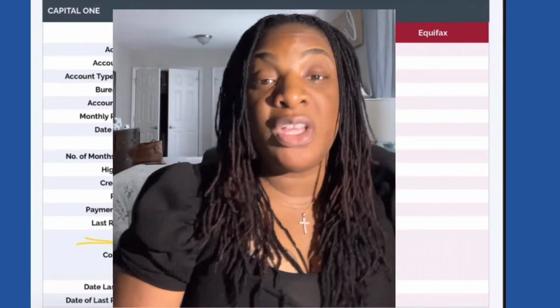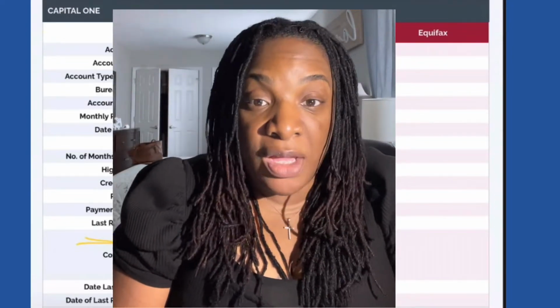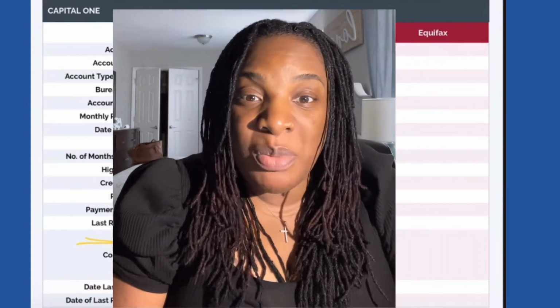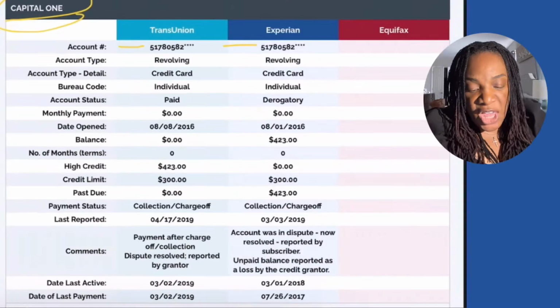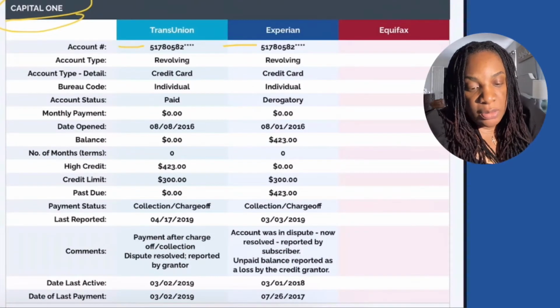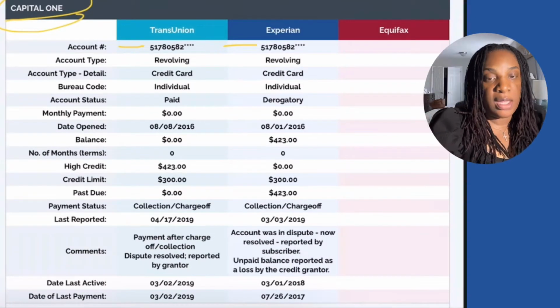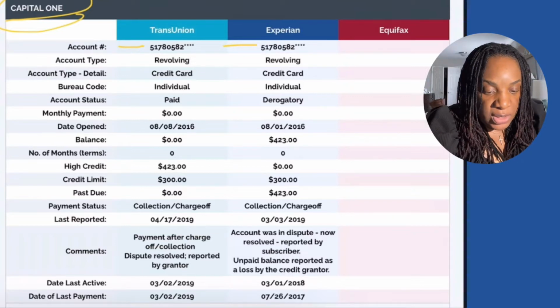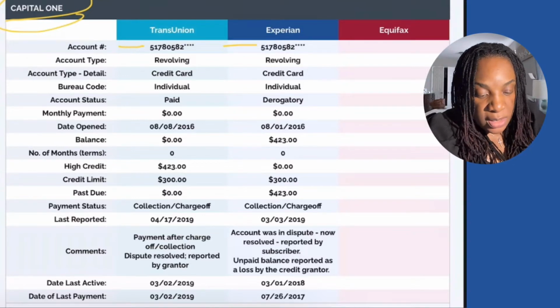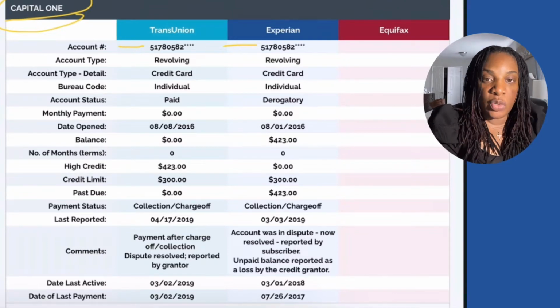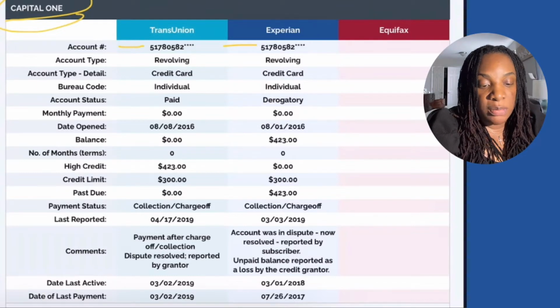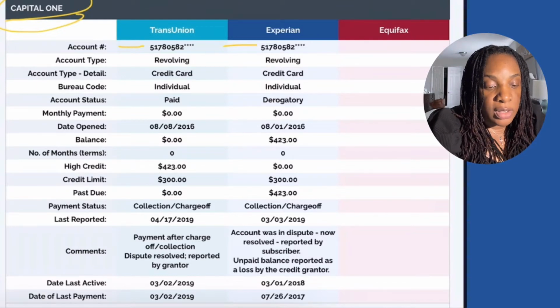Okay, so today I'm going to walk you through as I go through a client's credit report to dispute their charge-offs. Let's go. Okay, so we're going to start with the Capital One account. As you can see, this is a credit card that had a credit limit of $300. So the first thing that we're going to do is compare between all three credit bureaus.